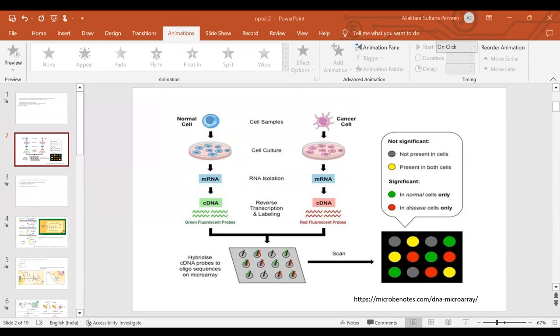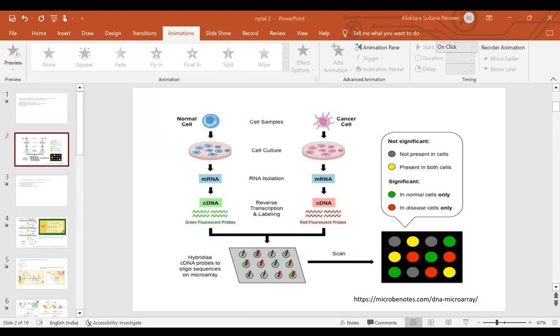So the signal is like that: they would be green or they would be red, but here the combination of signals is working. What you can see from here is that if that specific RNA or cDNA is not present in the cells, then it will not show any kind of fluorescence, so you will not be able to see any signal there. But if it is present in both the cells, why is it yellow? Because your green and this red color both together give rise to a yellow signal.